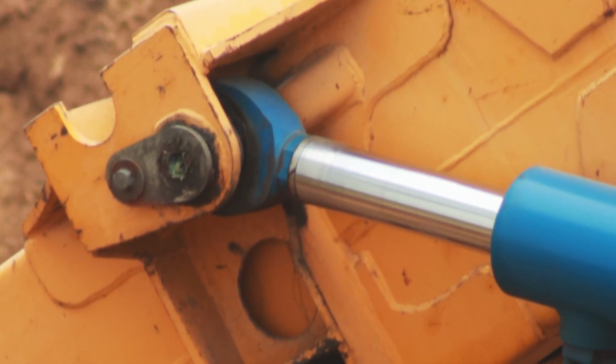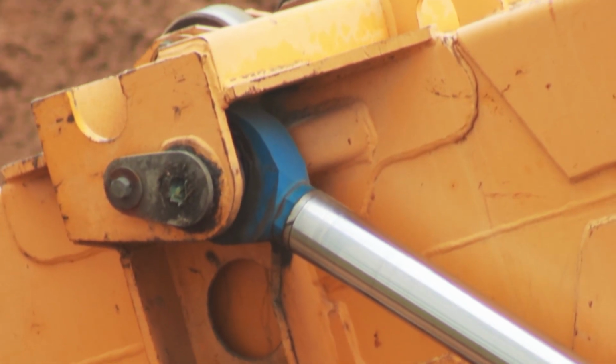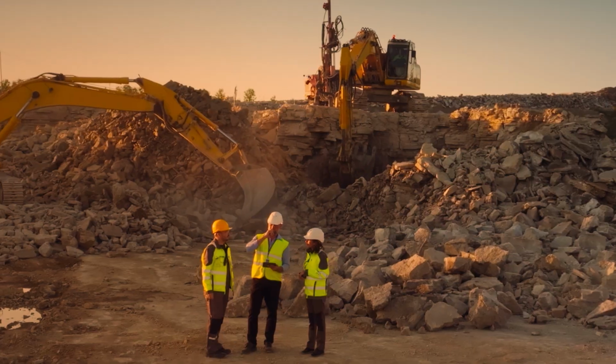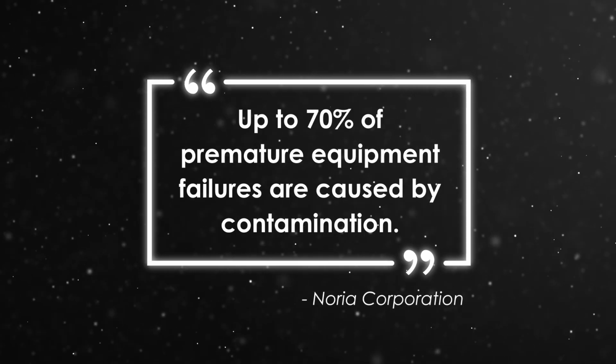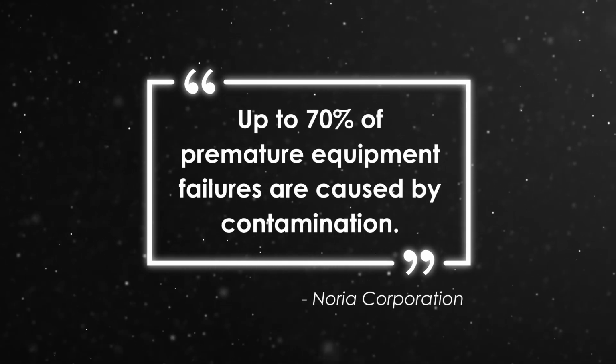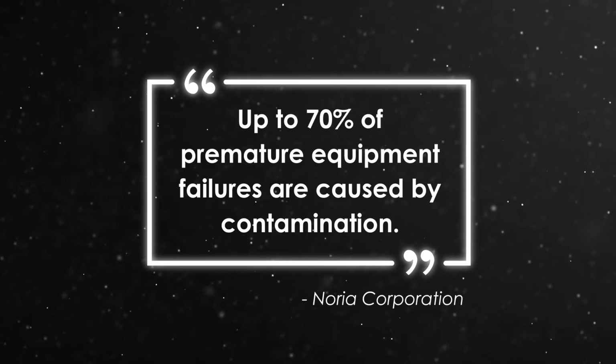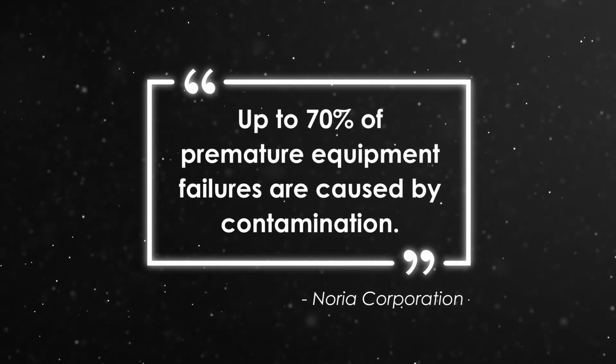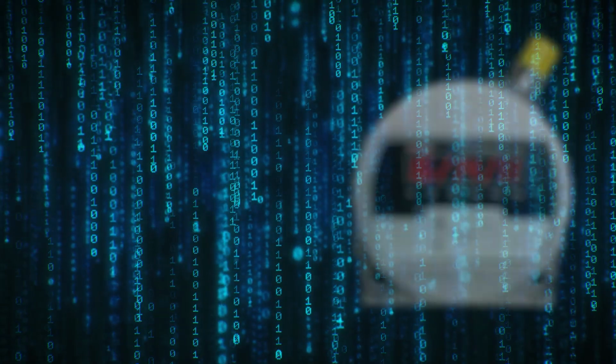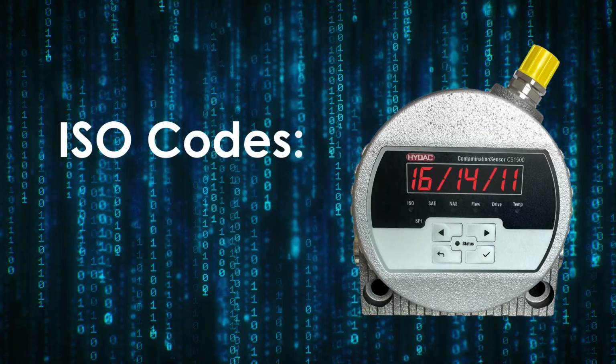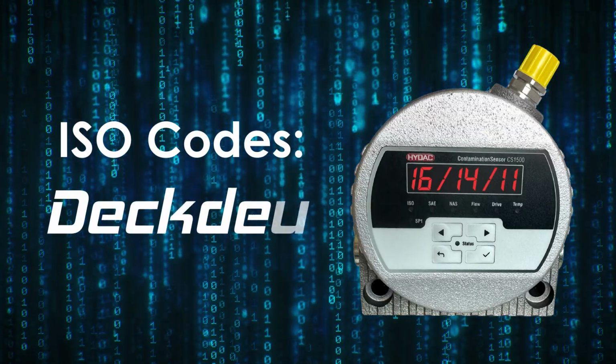If you're a machine operator that uses hydraulic or diesel-powered equipment, you've probably heard of ISO codes. If you haven't, then let's get you caught up. Your equipment might depend on it. The majority of premature machine failures, as much as 70% according to some studies, are due to contamination. ISO codes are the key to measuring and understanding contamination. So let's decode ISO codes and explore how they relate to solid contamination and equipment protection.